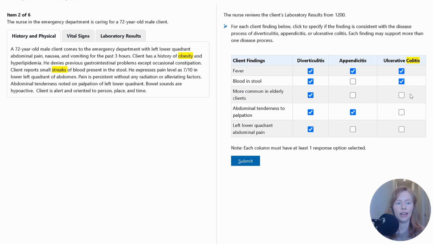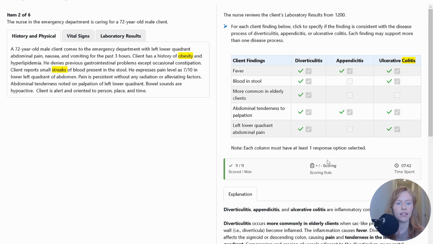And then being more common in elderly clients. This is something that shows up as being most problematic in pretty much people under 30, young adults, adolescents. So no, that's not more common in elderly clients. The only one of these that is more common in elderly clients is diverticulitis. And then abdominal tenderness to palpation and left lower quadrant abdominal pain, inflammatory process of the colon. Yes, you are going to see tenderness to palpation and your pain is going to be localized to that left lower quadrant. And we're correct.